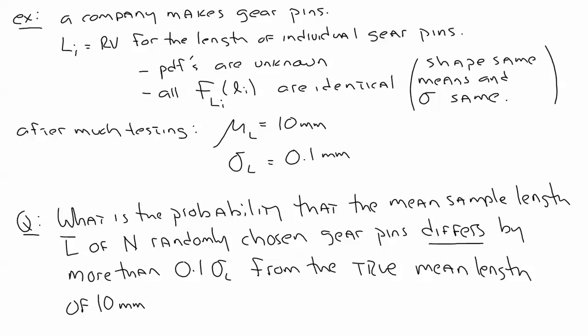And the way this is written, we use the word differs. So the question is, what is the probability that for a collection of n randomly chosen gear pins, I measure their length and come up with a sample mean L bar. What's the probability that the sample length L bar of n randomly chosen gear pins is either greater than the mean length by at least 0.1 standard deviations or shorter than the mean length by at least 0.1 standard deviations? That's the question we're trying to answer. All right.